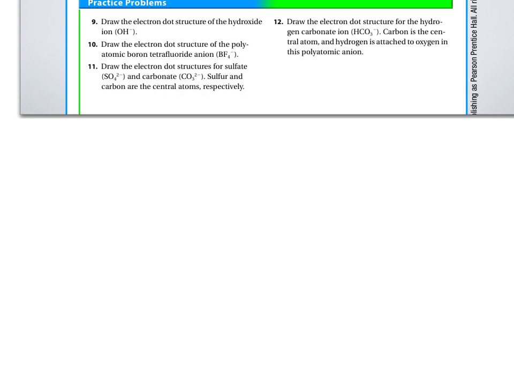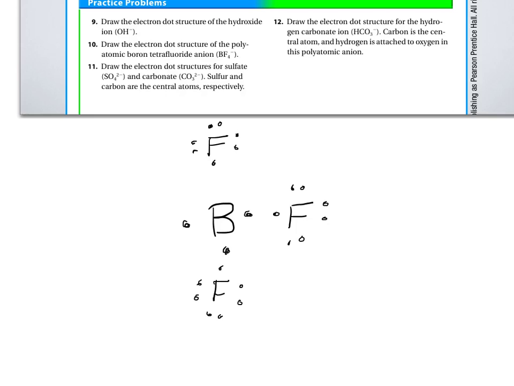Okay, let's do number 10, which is BF4 minus. So boron has 3 valence electrons, and we've got 4 fluorines. They each have 7. I always try to leave the single one close to the one that it's going to bond with, and we'll just go all the way around. Each one of these gets 7.